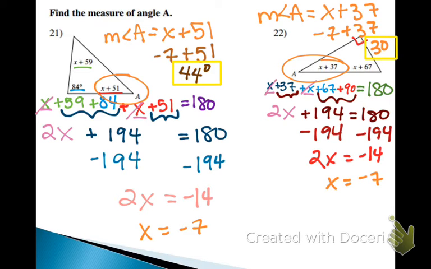Is there a way I could triple check it? Add them all up. So I have 90 plus 30. Okay, how can I figure out what the other angle is? Plug it in there. What's negative 7 plus 67? 60. What is 60 plus 30? 90. 90 plus 90 is? 180. Okay, so I did this one correctly.